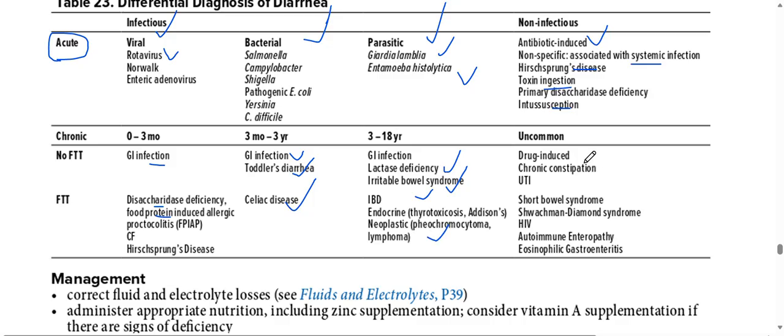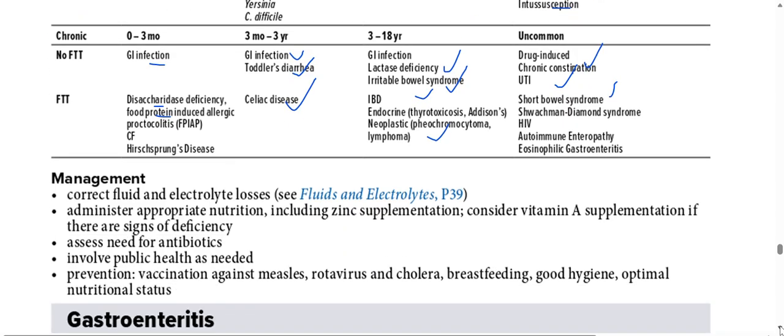Uncommon or drug induced. Chronic constipation can also lead to diarrhea. UTIs can lead to diarrhea. Short bowel syndrome, HIV. Okay, just a rough idea of what the differential diagnosis of diarrhea is.